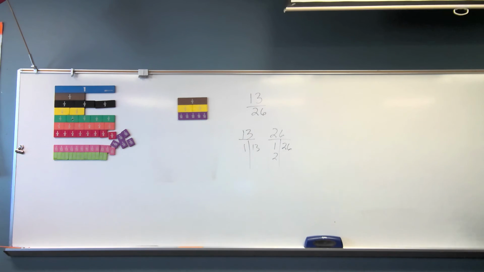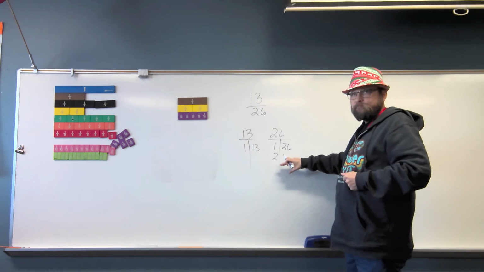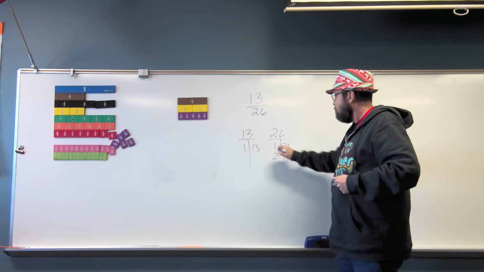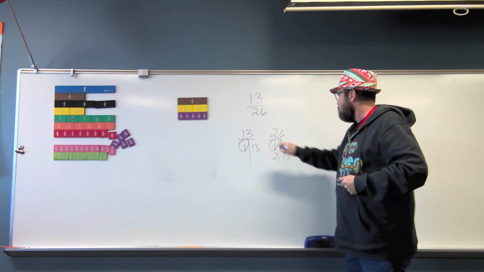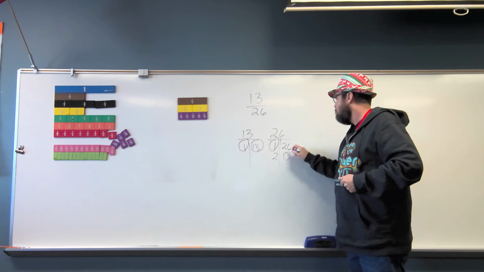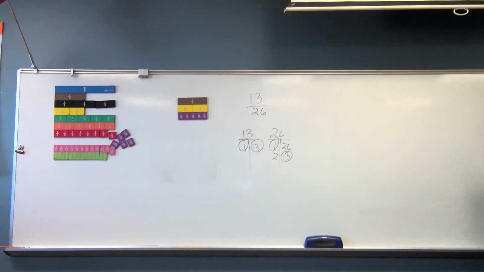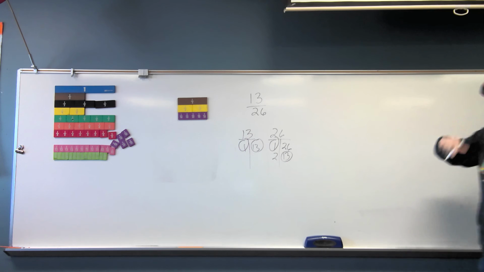Now, Adam really wants to answer this because he keeps yelling out the answer. 2 times what, Adam, is 26? 13. We circle what they have in common. And the greatest common factor for 13 and 26 is 13.